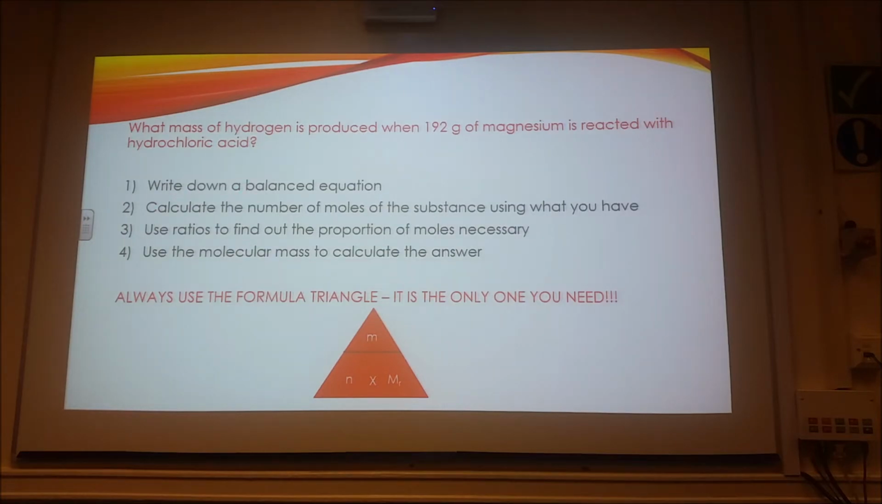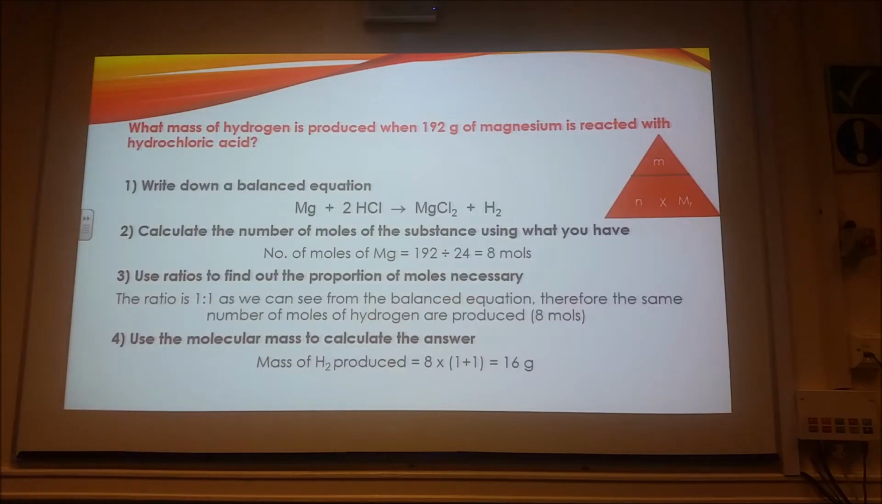The first step is to write a balanced equation. The second one is to calculate the number of moles of the substance of what we're given using what we have. The third thing is to use ratios to find out the proportion of moles necessary. The fourth is to use the molecular mass to calculate the answer. And the final thing is we're going to use this formula triangle. This formula triangle is the only one we are going to need. Okay, so let's have a look at this first example and how we break it down.